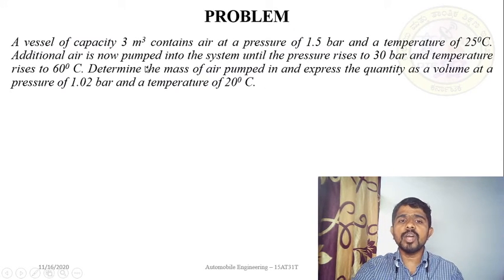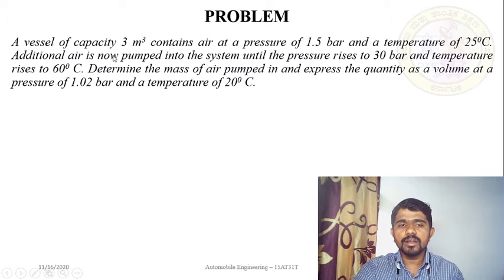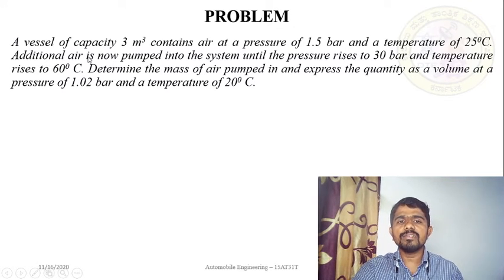Additional air is now pumped. So this is condition 1. Next process, what happens? Additional air is now pumped into the system. Some amount of air is going to be pumped until the pressure raises to 30 bar and temperature raises to 60 degrees centigrade. Second condition, after pumping the air into the system. Determine the mass of air pumped.